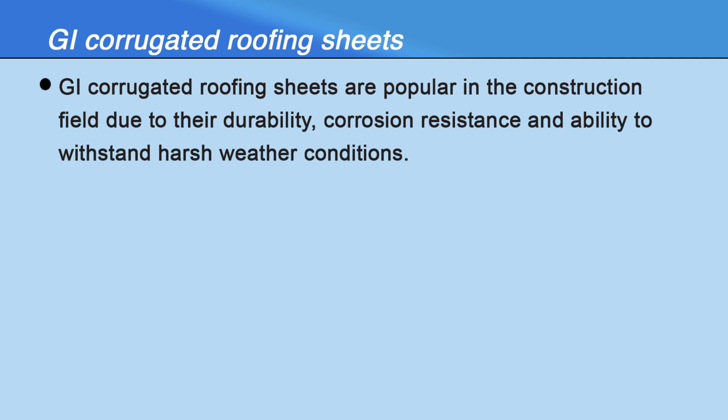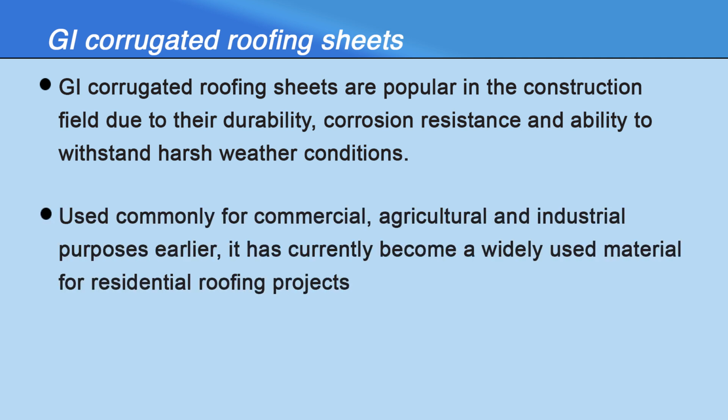Next, GI corrugated roofing sheets. Up till now we have studied the various types of tiles. This is another material, that is GI. GI corrugated roofing sheets are popular in the construction field due to their durability, corrosion resistance and ability to withstand harsh weather conditions. Used commonly for commercial, agricultural and industrial purposes, earlier, it has now become a widely used material for residential roofing projects.